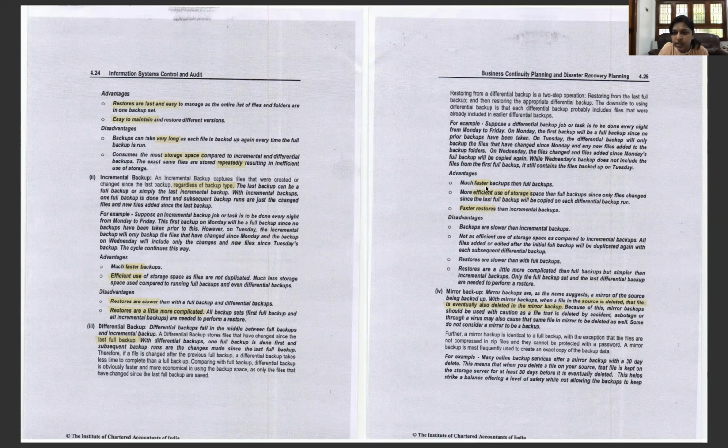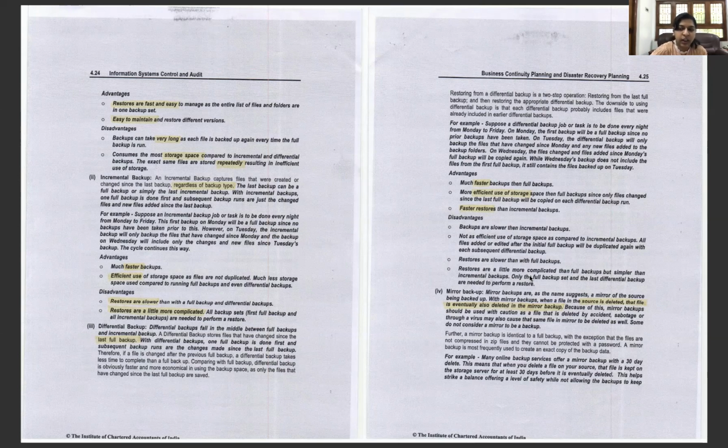Here, what are the advantages? It is faster, efficient use of storage space, and restores are faster. Next, turning over the coin again for the disadvantages. Backups are slower, not as efficient. Restores are slower. Restores are a little more complicated.